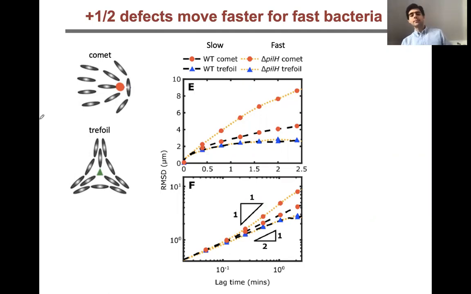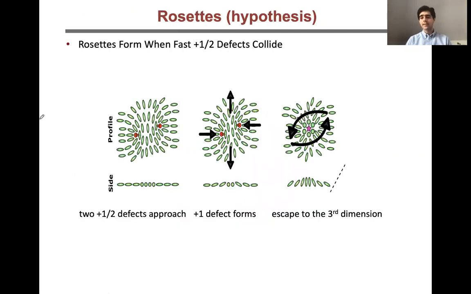At this point, then, maybe we understand what's happening. In the fast-moving bacteria, the defects are moving faster. So the fast-moving defects are able to come closer to each other, and they essentially form a virtual full integer defect that has the shape of the rosette that I discussed. What happens at the full integer defect is that it has a lot of energy, so it is not sustainable, and what happens is that the bacteria escape to the third dimension.